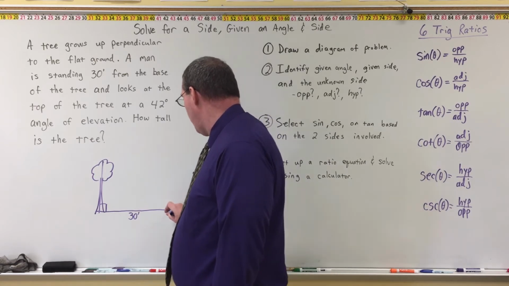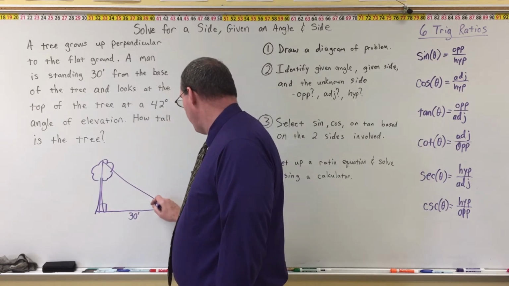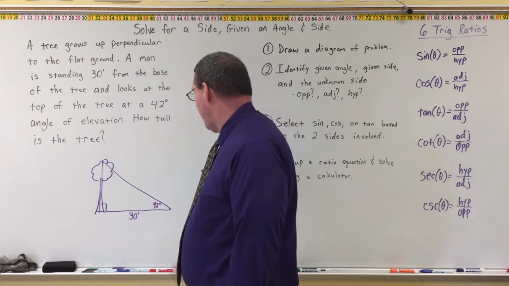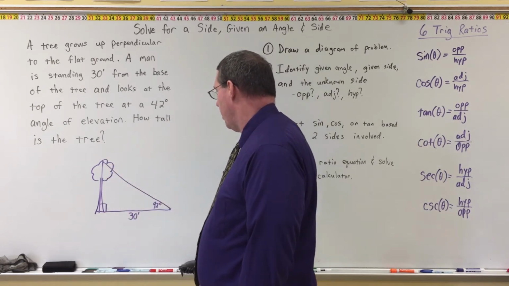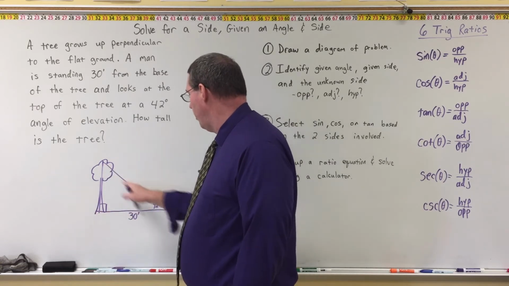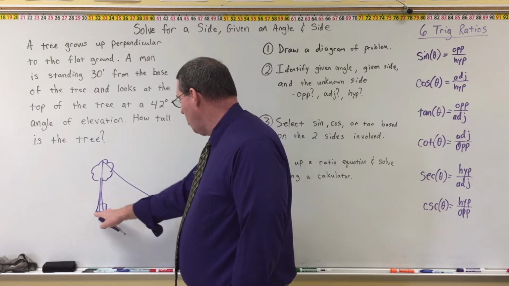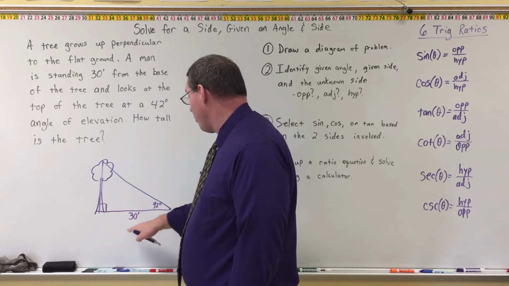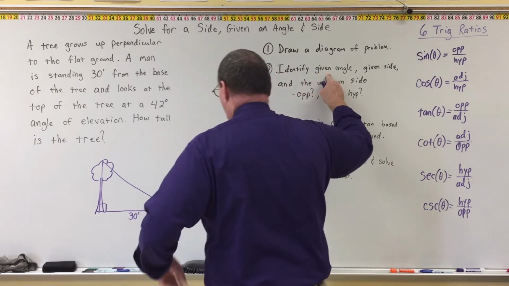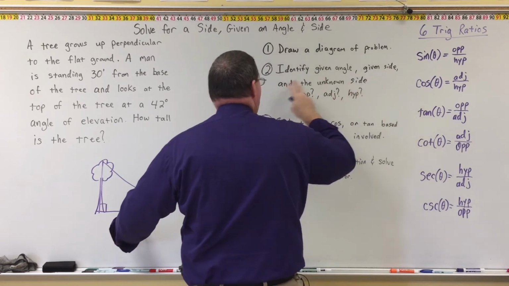He is looking up at the top of the tree at a 42-degree angle of elevation, okay? And we want to know how tall is the tree. So the basic idea here is that we have a right triangle, we have a 42-degree angle, right? One of the legs is 30 feet, and it says identify the given angle, 42 degrees, the given side, 30, and the unknown side.